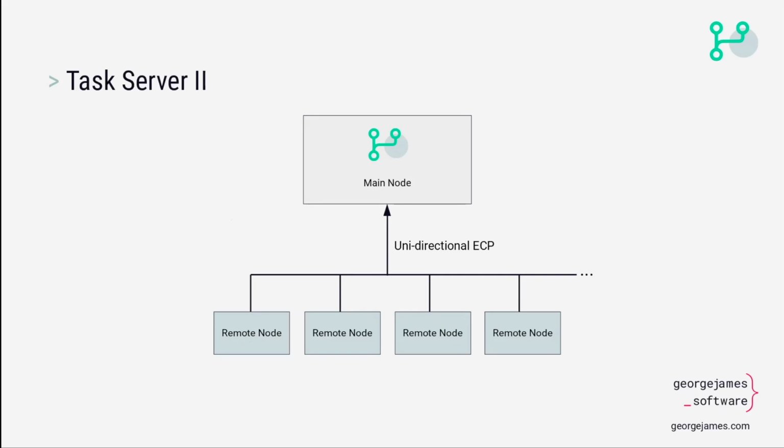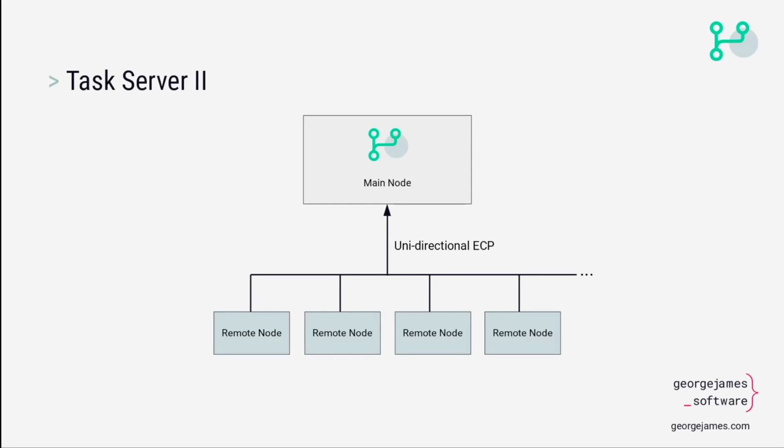It's simpler to set up and easier to support. Because a lot of you have got Task Server 1 running nicely and you're quite happy with it, we're continuing to support Task Server 1, and Task Server 2 can run on nodes alongside Task Server 1. So you can have a mix of nodes, some of which are Task Server 2 and some of which are Task Server 1.